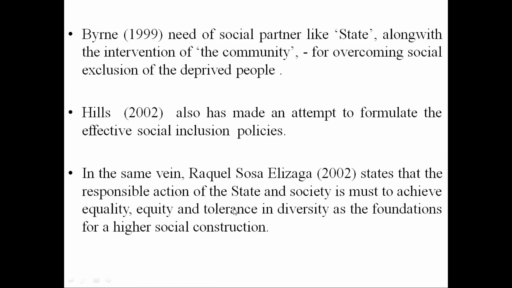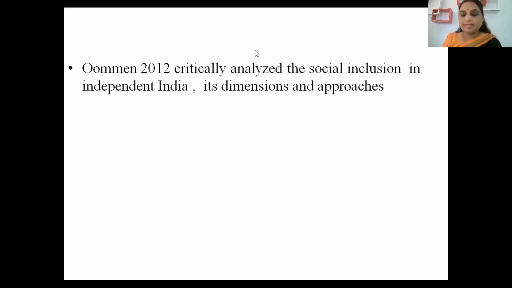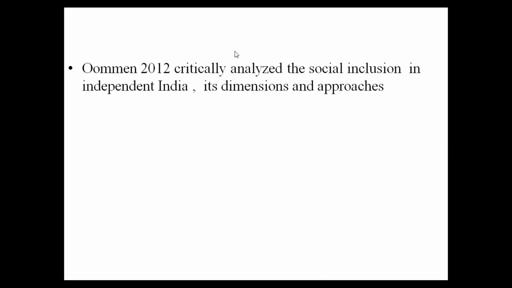I would like to give an example over here of a book by Professor T.K. Oommen, which talks about social inclusion in independent India, dimensions and approaches. He is trying to look at different issues of social exclusion and how important it is to understand social exclusion in our scenario over here. I end my lecture over here.